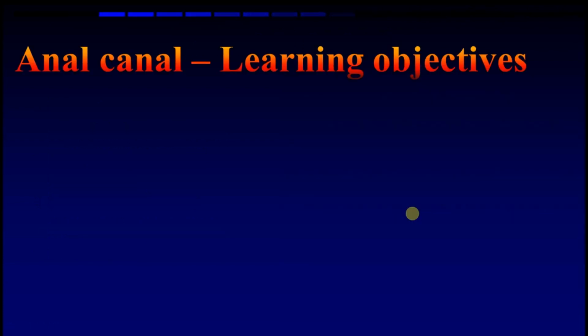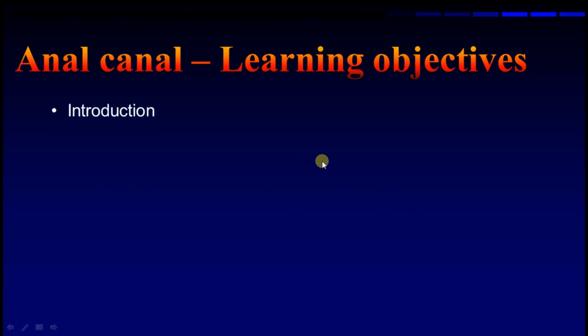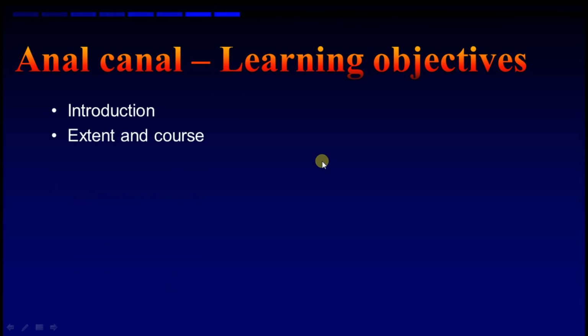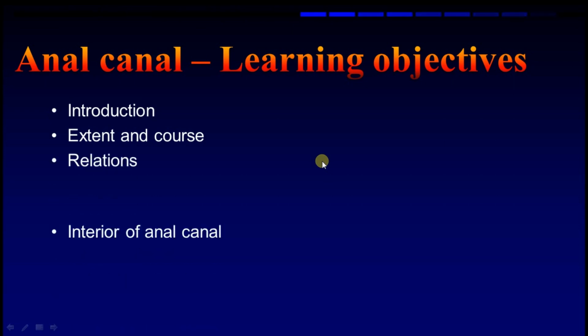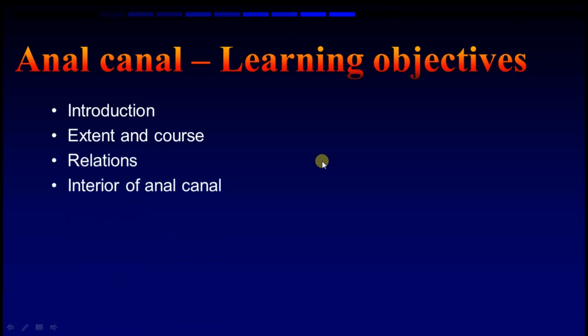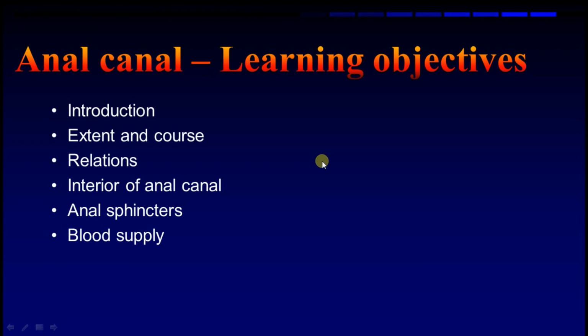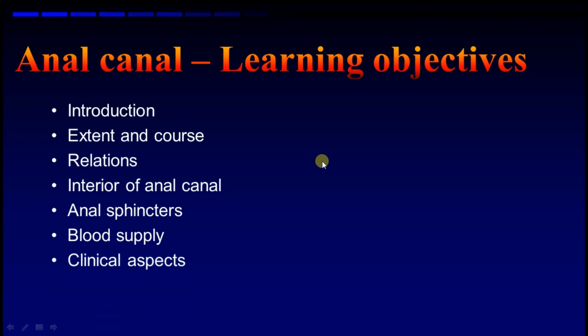Now coming to the anal canal, our learning objectives for the anal canal will be a short introduction, followed by the situation, course and extent of the anal canal. Then the interior of the anal canal is very, very important, features of the interior of the anal canal. Then the anal sphincters, followed by blood supply, lymphatics, venous drainage and clinical aspects.